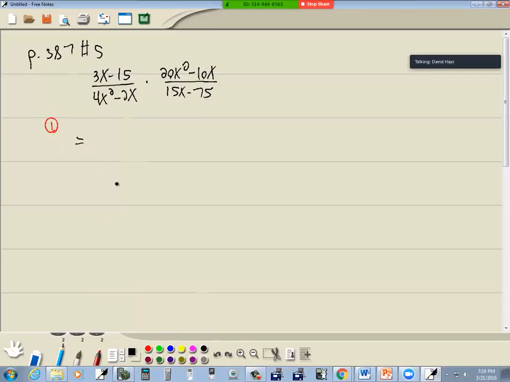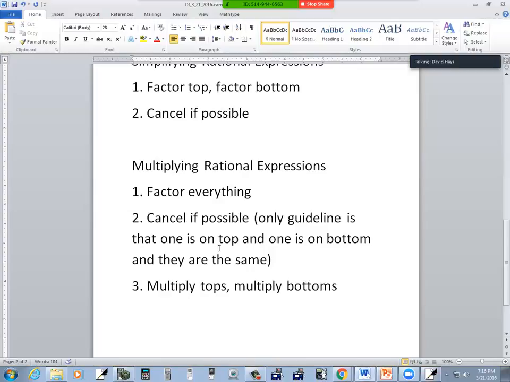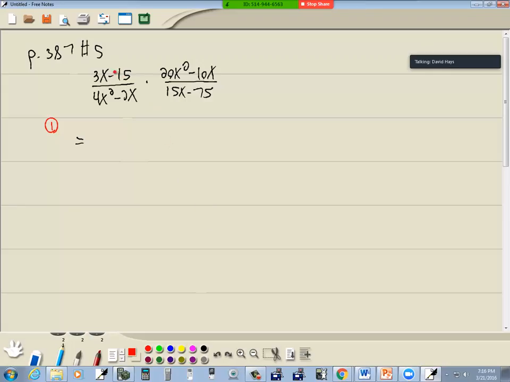Now step 1 says to factor everything. 3x minus 15, that'll be GCF. They both have a 3 in common. 4x squared minus 2x will be GCF. They both have a 2 and an x in common. This will be GCF. They both have a 10 and x in common. And this one will be GCF. I think they're both divisible by 5 or 15. So here I factor out a 3, and that gives me x minus 5. Here I factor out 2x, and that gives me 2x minus 1.